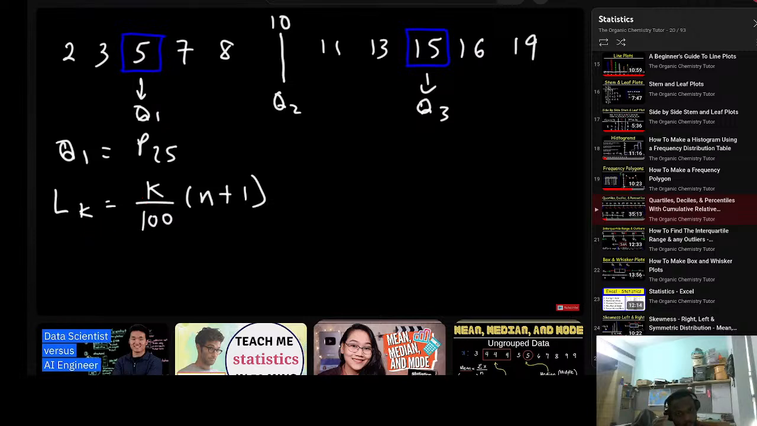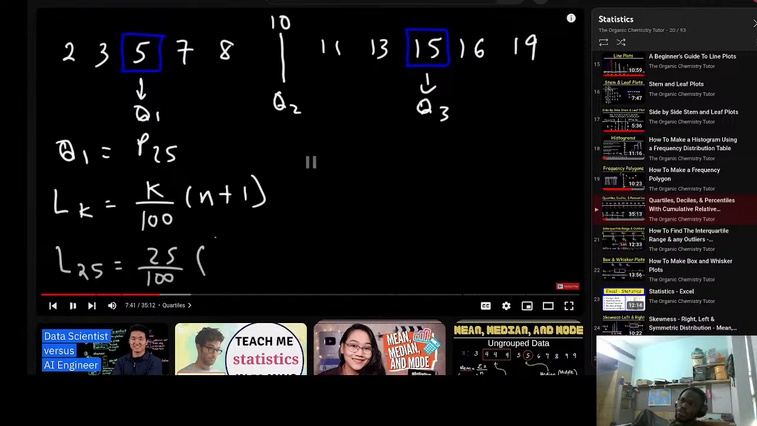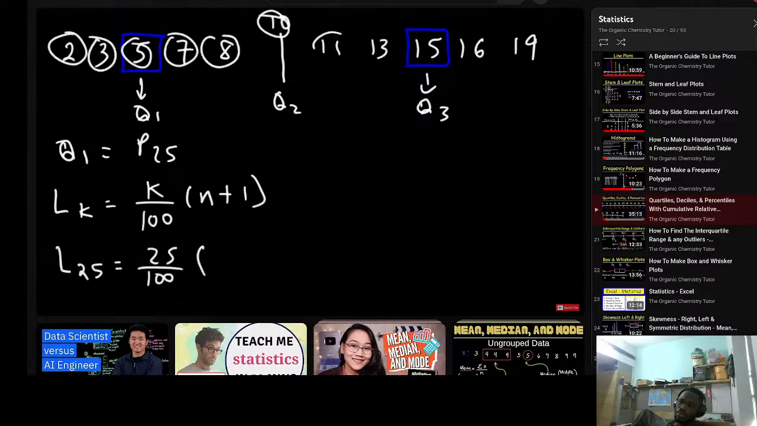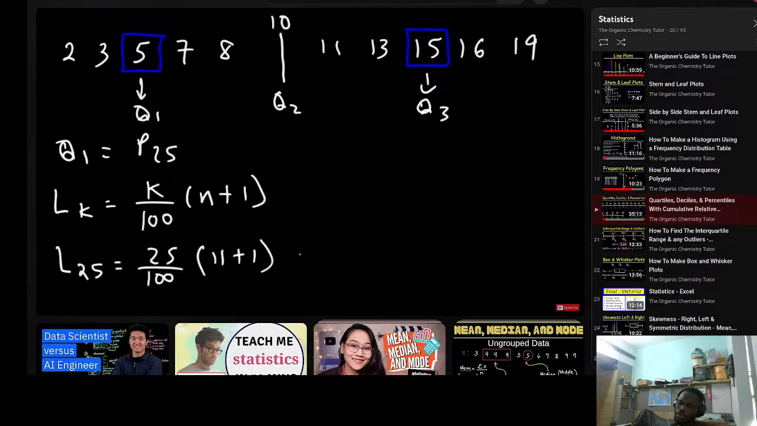So let's illustrate this with an example. So let's find the location of the 25th percentile. So it's going to be 25 divided by 100, times n plus 1. And there's 1, 2, 3, 4, 5, 6, 7, 8, 9, 10, 11 numbers in the list. So n is 11. So let's get the answer. What is 25 over 100? 100 divided by 25 is 4. So 25 divided by 100 is 1/4. And 11 plus 1 is 12. So we have 12 divided by 4, which is 3.